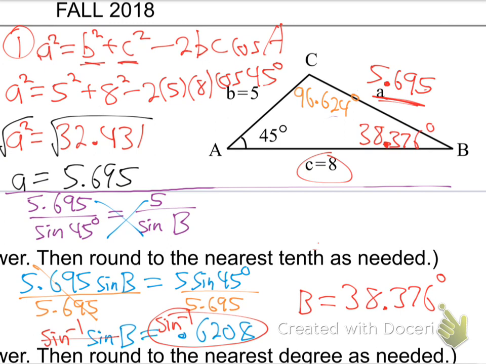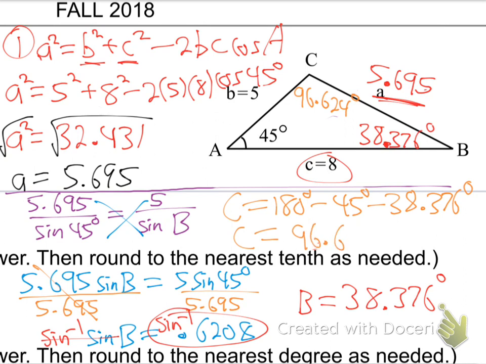So anyway, how did Chanel just get that answer? For angle C, she just took 180 minus angle A, minus angle B. Just minus the 45 minus the 38.376, right? Because the total's got to be 180 minus the other 2. And that's how she got the 96.624. And so then we round it. So that's going to be 97. So we'll round that one to 97.